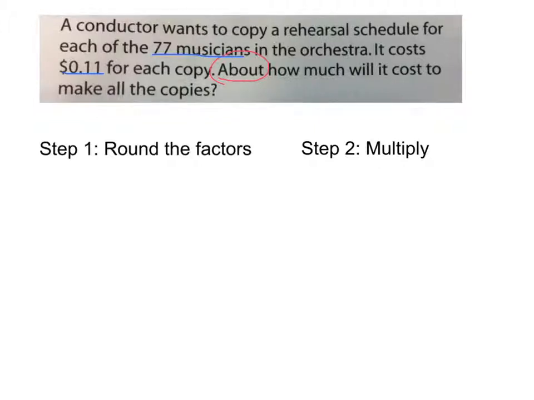Okay, so our original would be 77 times 11 cents. But instead, for step 1, since we're finding an estimate, step 1 is to round the factors. So 77, can we round that to the nearest tens? What's 77 rounded to the nearest tens, Henrik? That's 80. 80. Good. Make sure you're writing this down in your notebook, please.